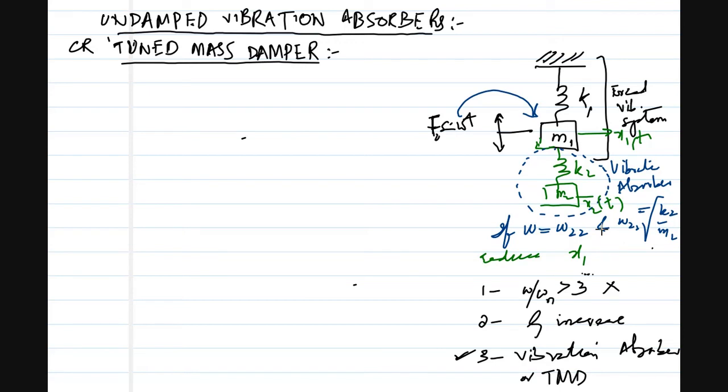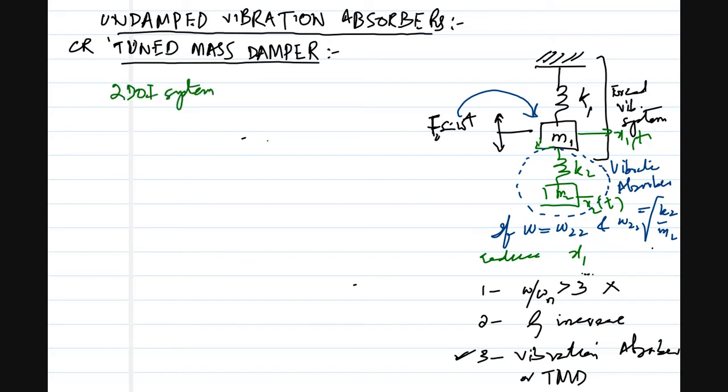How do we do that mathematically? I will perform the modeling so that you will understand. My claim is that if omega equals omega 22, x1 becomes very small, and how do you know that it becomes small? That is because of the mathematics behind this. So we will see what the mathematics reveals. First we will do the mathematics, and then I will show you the real-time applications. Okay, so by adding K2 and M2, this system becomes a 2 DOF system.